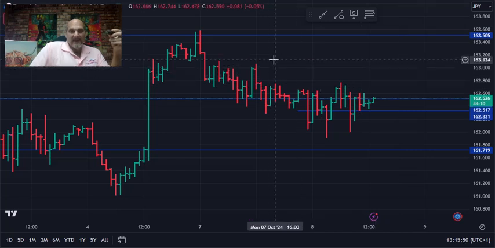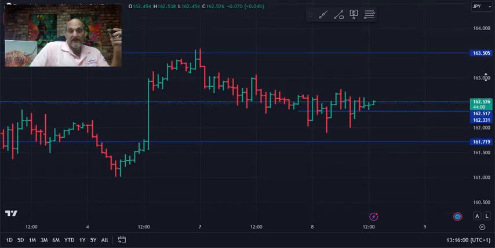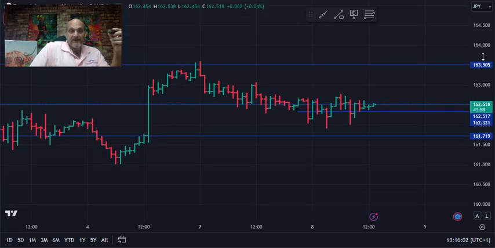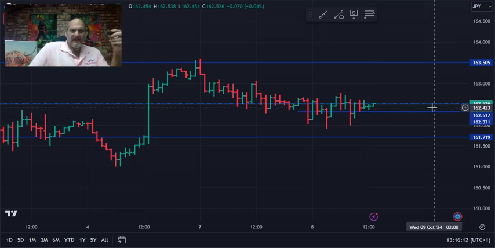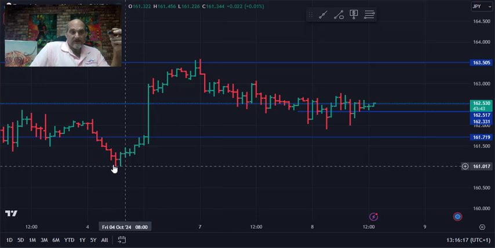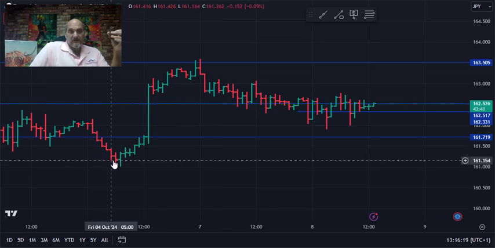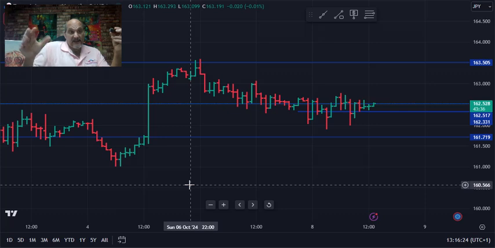I would go to this bar's close right here, 163.18. Then we've got 163.50 right behind it. If we break 163.50, we're looking at 164.25. So it needs to hold. Right now the pivot point is 162.35 to 162.40. If it breaks below 161.75, we're going back down to this low bar's close at 161.15. If it breaks that, we're looking at the 160.80 level.